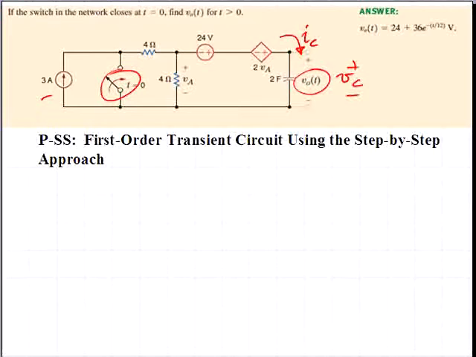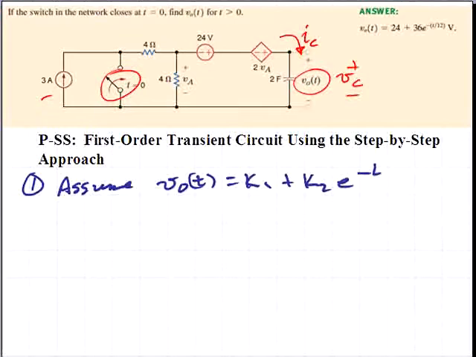So we'll proceed using the step-by-step approach to solving this first-order transient problem. The first step is to assume that the form of the solution for the VO of t will be K1 plus K2 e to the minus t divided by tau, time constant. And we are going to, in the next steps, determine the values of K1, K2, and that time constant.